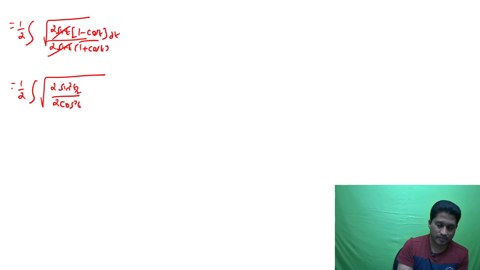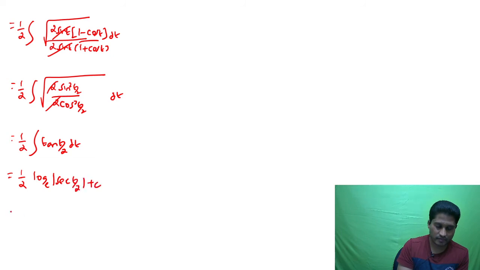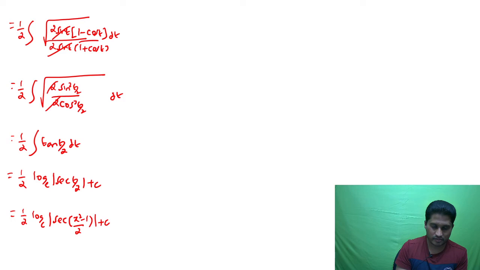Okay, 2 cos square t by 2. So this is equal to half of sin by cos is tan, you get tan square t by 2, root and square cancels. So half into a bracket, integration of tan x is log sec x, log of sec of t by 2 and plus c. This is equal to half of log of, substitute the value of t, value will be equal to x square, right? So this becomes x square minus 1 upon 2 and plus c.